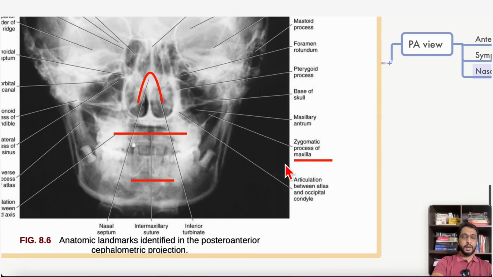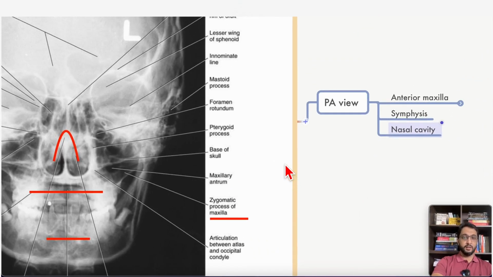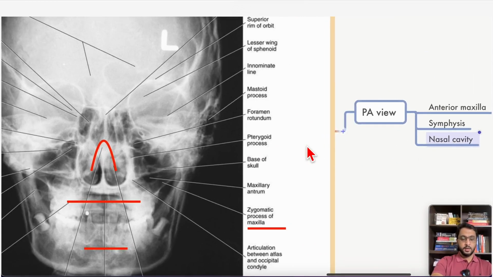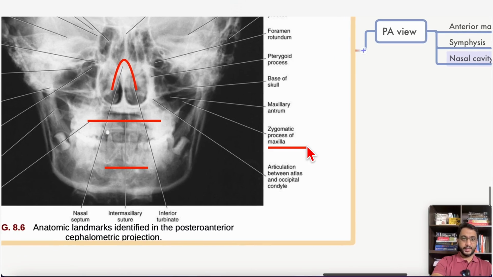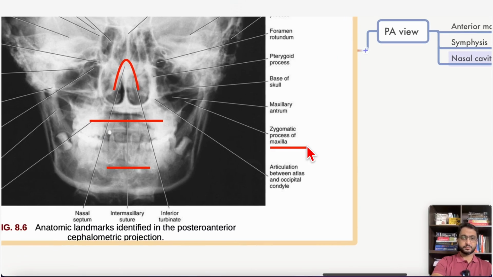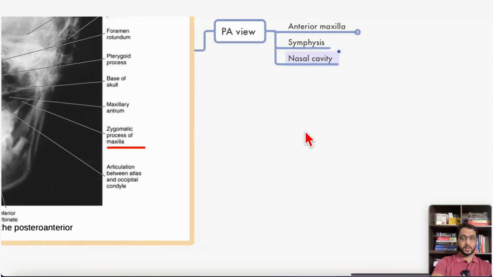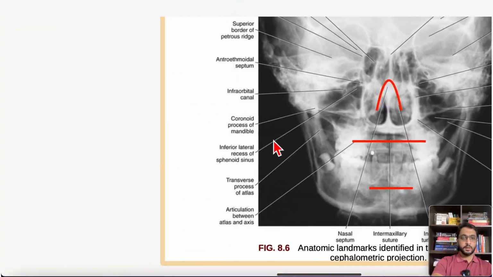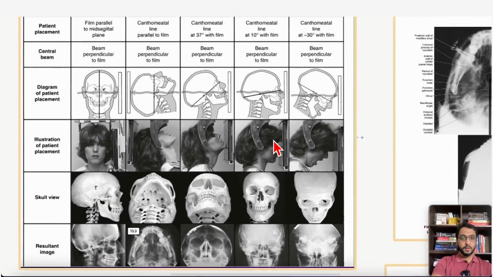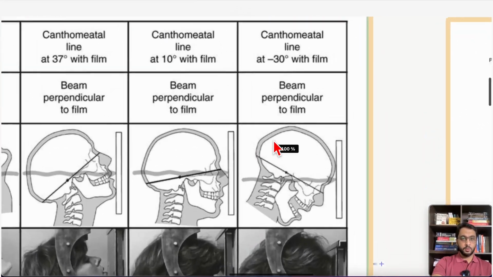So please understand the difference between nasal bone and nasal cavity. Nasal bone is lateral ceph, nasal cavity is PA ceph. Okay, you have to revise this. Zygomatic process of maxilla, majorly that means your anterior maxilla. Okay, anterior maxilla, you have your PA view, and finally you have your reverse Towne's and OPG.